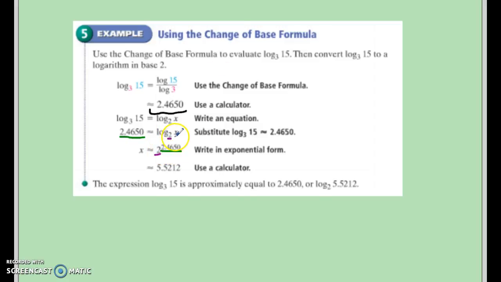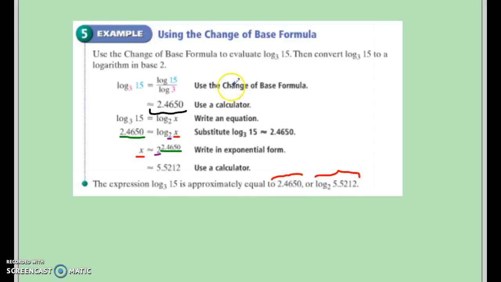And this x right here becomes what I'm solving for, right? So this is just converting between log and exponential form. So then this is something I go and put in my calculator, 2 to the 2.46, and I can continue that on and use my calculator. So this expression, log base 3 of 15, is approximately equal to 2.4650, or log base 2 of 5.5212.